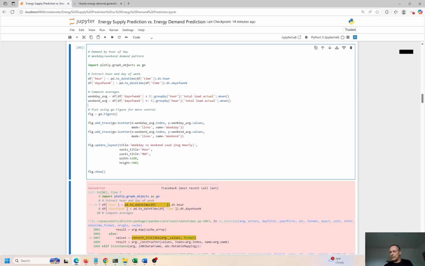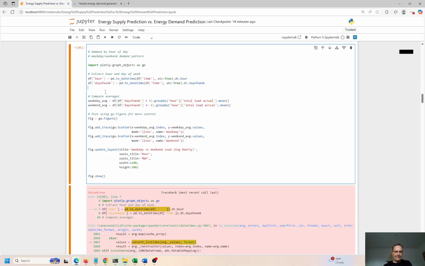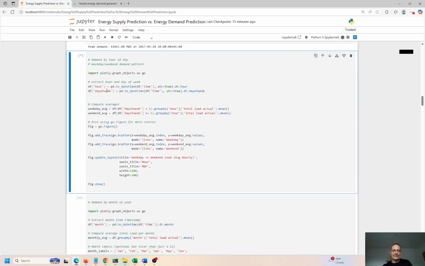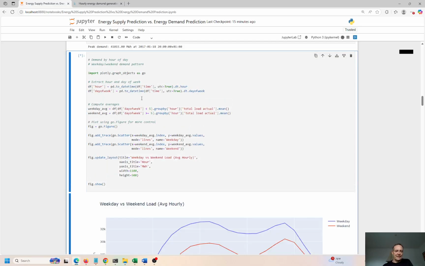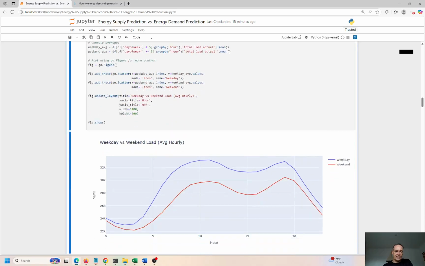So if you're working with UTC, just update your line like this: DF hour, day of week. Okay, let me try this. Oh, so let's see, fingers crossed. Yay, okay, it worked.